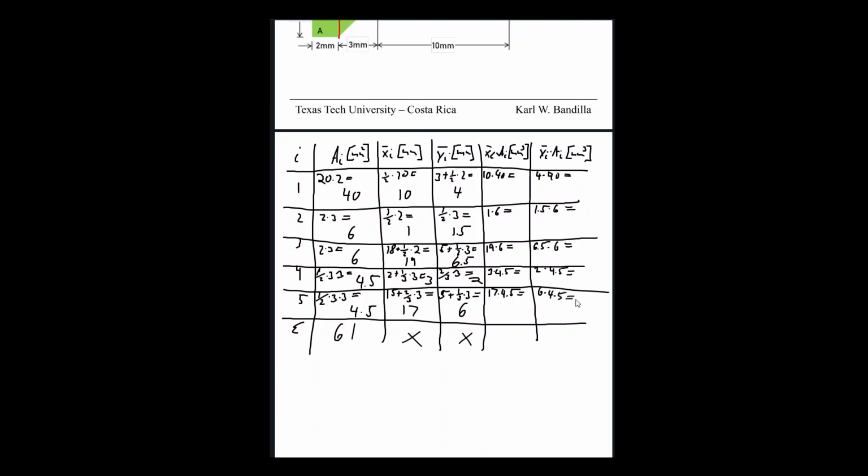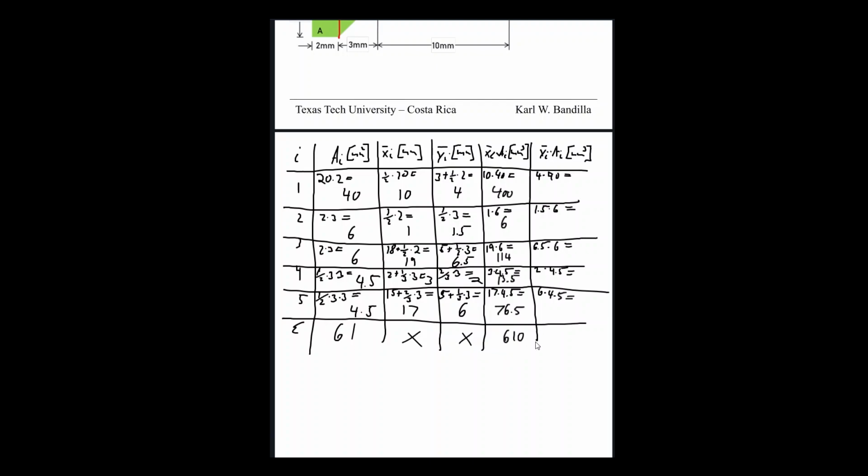4.5. All right, so all I have to do is plug those in. 10 times 40 is 400. 1 times 6 is 6. 19 times 6 is 114. 3 times 4.5 is 13.5. And 17 plus 4 times 4.5 is 76.5. If I add them all together, 610.